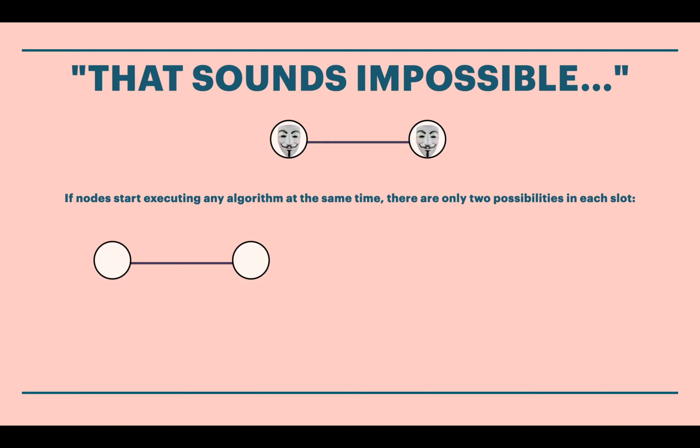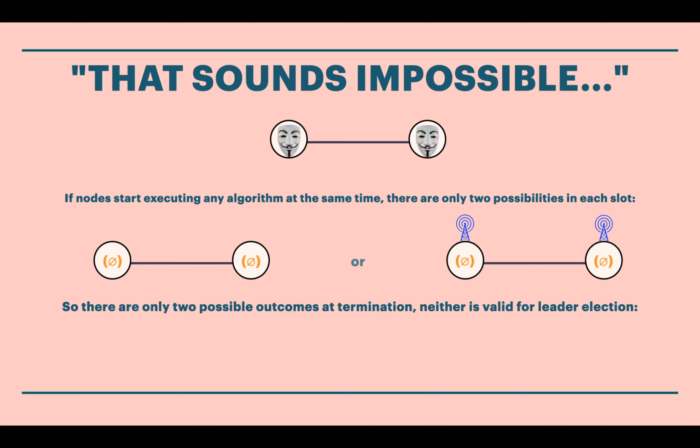Either both nodes decide to listen, in which case nobody receives anything, or both nodes decide to transmit, and by the definition of the model, nobody receives anything. And so the histories of all nodes are going to be identical, and so there's really only two possible outcomes, neither of which are valid for leader election. Either both nodes decide to be non-leader, or both nodes decide to be a leader.